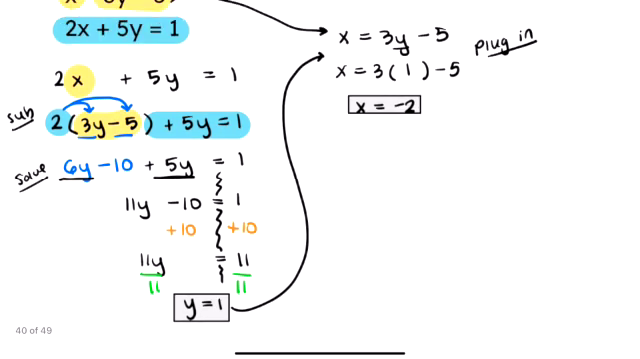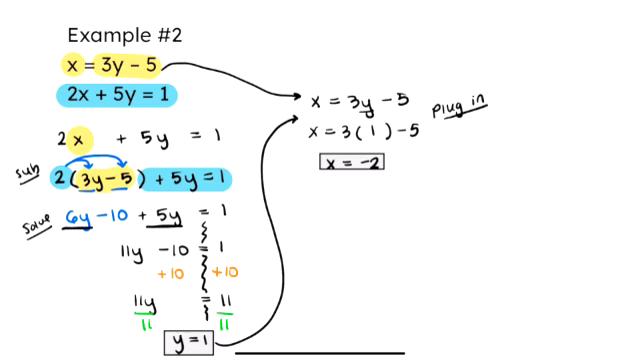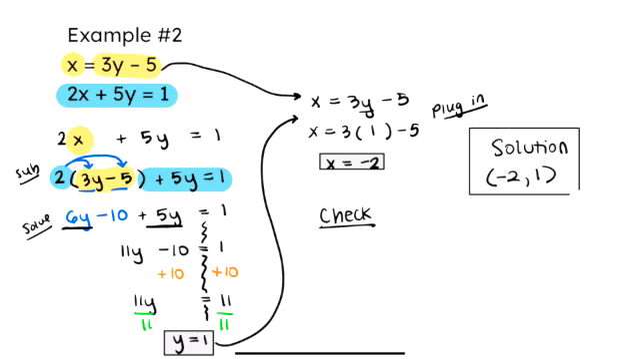Now let's check our answer. Remember that to check our answer, we need to plug in our solution to both equations to make sure that it works. I'm just going to write that here. So I'm going to write my first equation and my second equation. And then I'm going to replace x with negative 2, because that's what we found. And I'm going to replace y with 1.